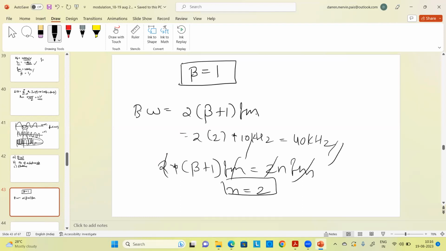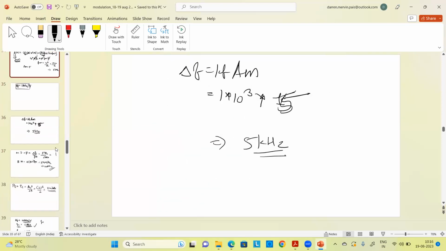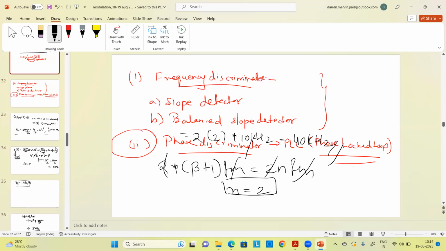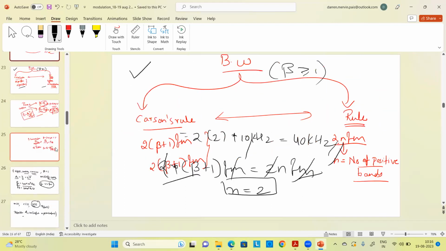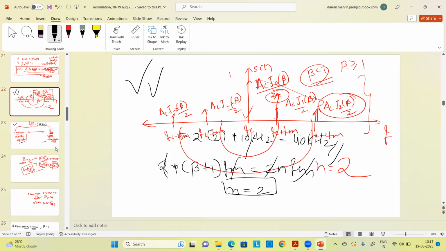If you consider the negative side, it will be 2 into 2, that is 4, depending upon what is expected. Generally, in the real world, it is never possible that we have a negative frequency. We always have a positive frequency. So this part that we draw over here is just the imaginary part. In the real world, we only have positive frequencies.